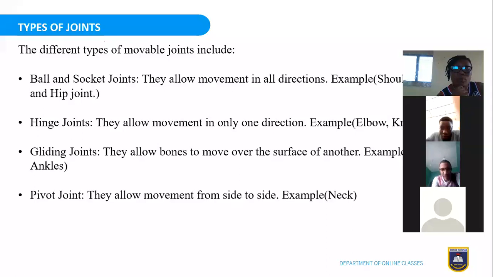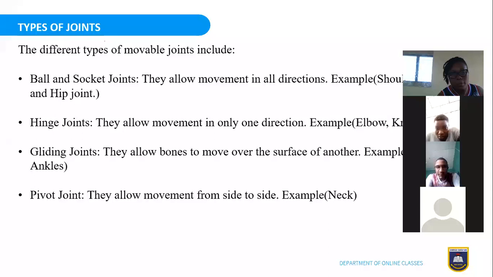All right, so when I ask you to write types of joints and their location, you can write the ball and socket joints, and the locations are the shoulder and then the hip joints. Hinge joints, location: elbow, the knee, and even the finger. Gliding and sliding joints, or you can say gliding joints, are located in the ankles and then the what? The wrist. And then we have the pivot joint, which is located in the neck. Any question? We are almost done.